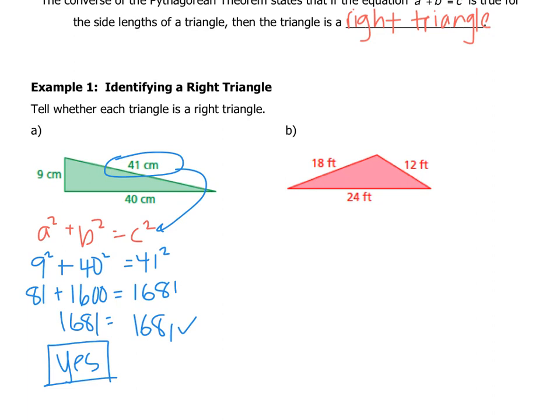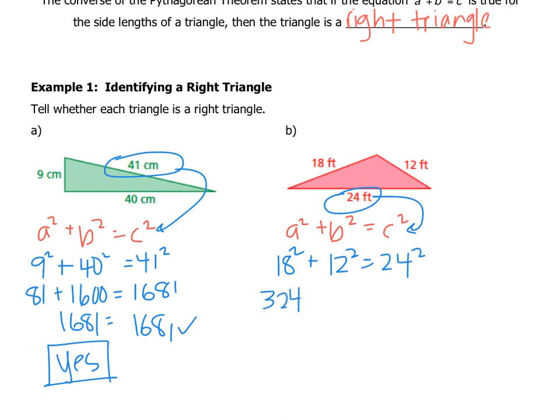Let's do the same for letter B. Let's write our formula. A squared plus b squared equals c squared. And the longest side is going to go in for the C, so that's going to be 24. And then it doesn't matter where you plug in the other two. 18 squared is 324 plus 144, and 24 squared is 576. So now I add them. Oh, that's not equal. So this would be a no.